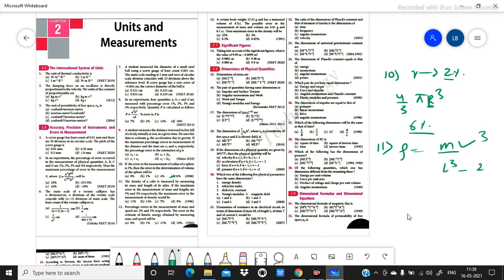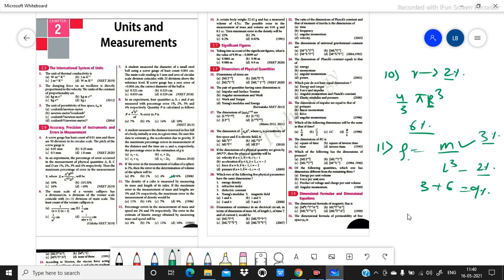So now if I am not wrong, you just go on adding, you will get like this: 3 into 1, 3, plus 2 into 3, 6, 9. So easily I am getting everything because the density is mass by volume. Mass has 3% error, length has 2% error. So just go on multiplying these error values with the power.